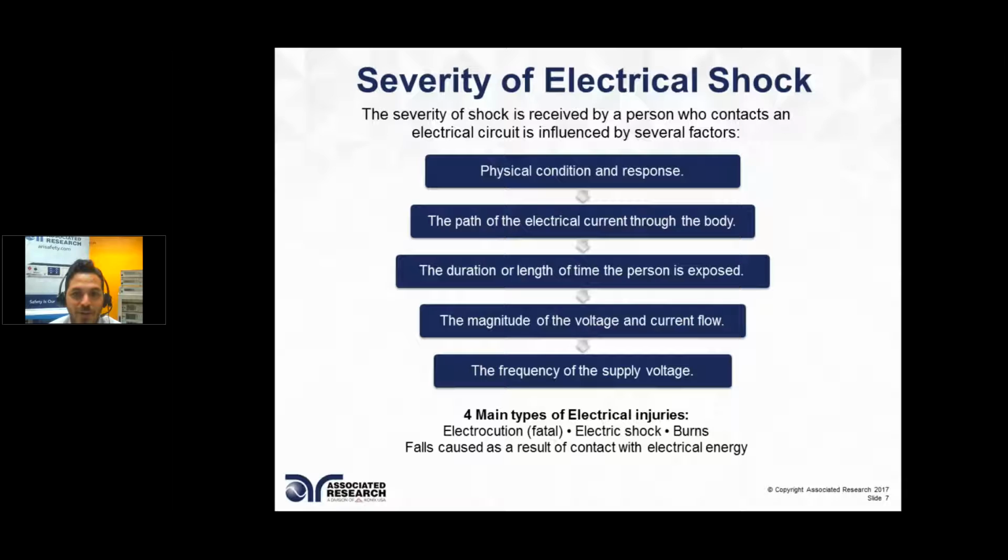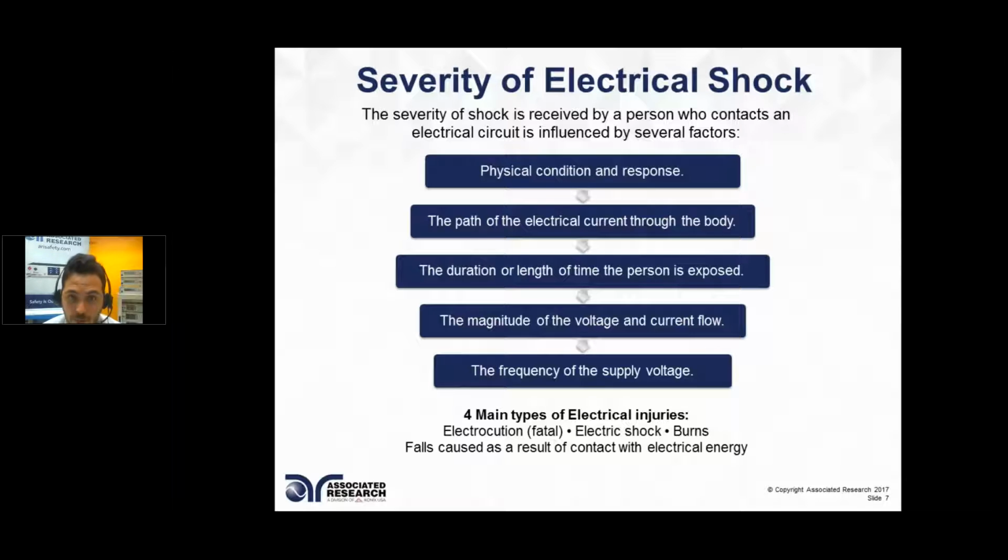So let's talk about the severity of electrical shock and what factors determine how severe the injury will be. So there's physical condition and response, right? If someone already has a heart condition, or their response, right? What did that shock make them do? Were they on a ladder? Obviously that's going to lead to more serious injuries.